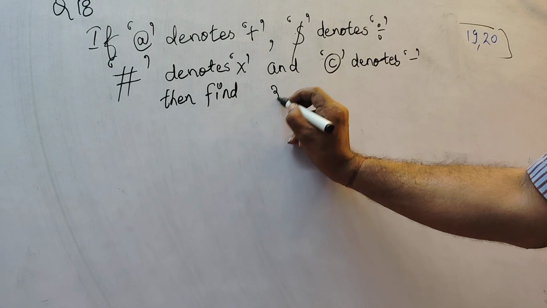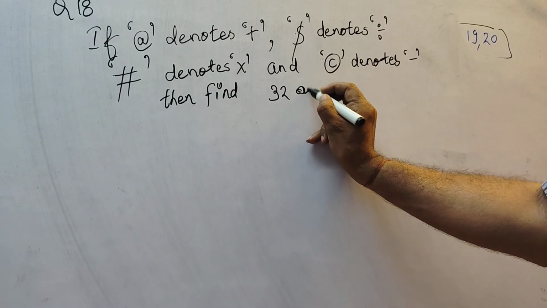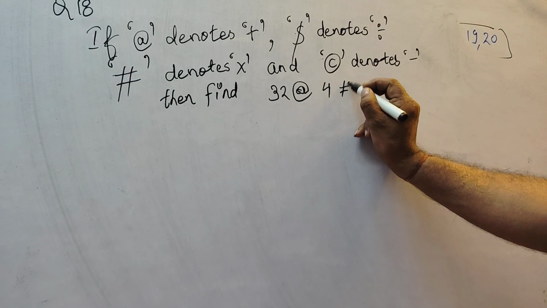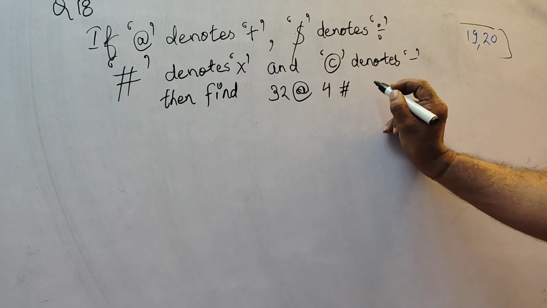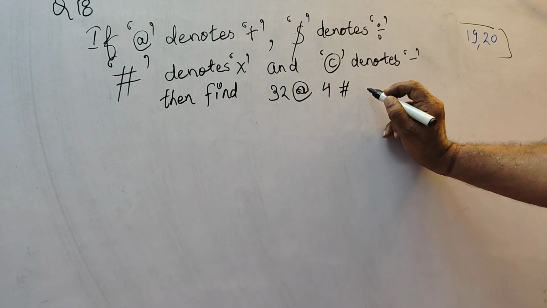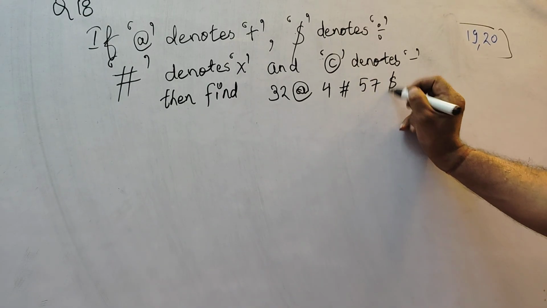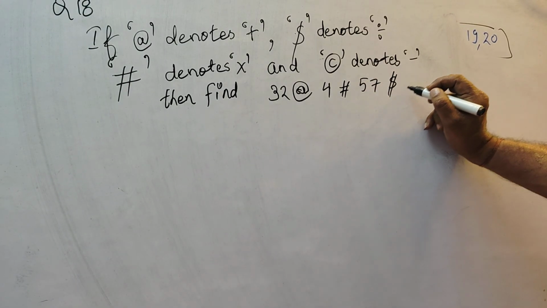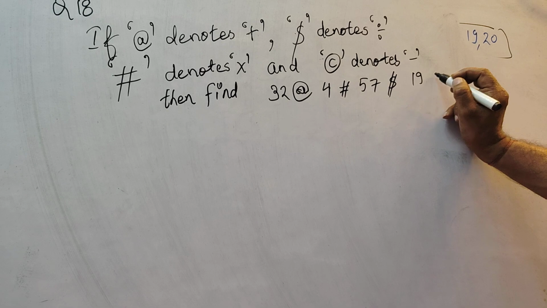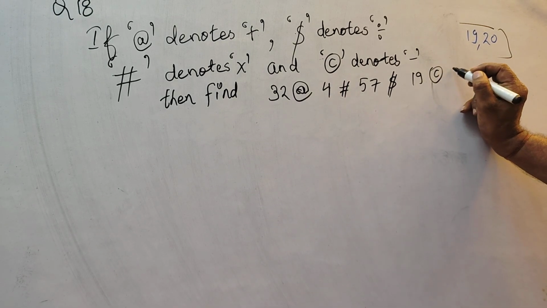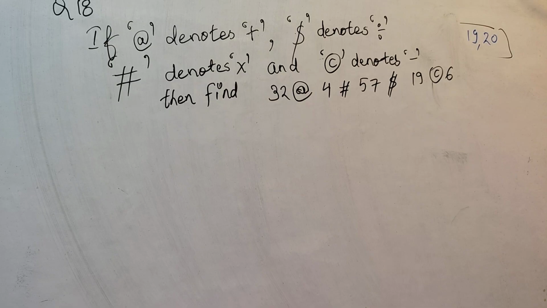The expression is 32 at the rate 4 hash sign 57 dollar 19, circle sign 6. This we have to simplify.